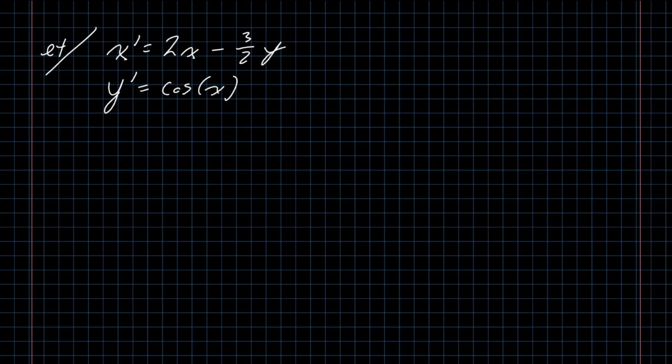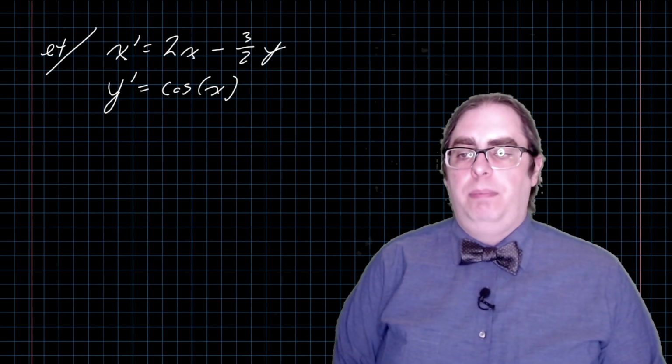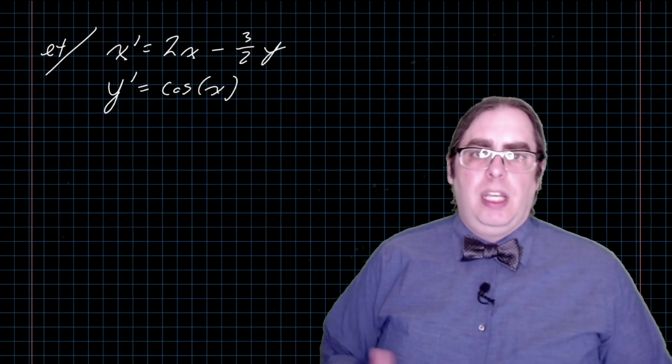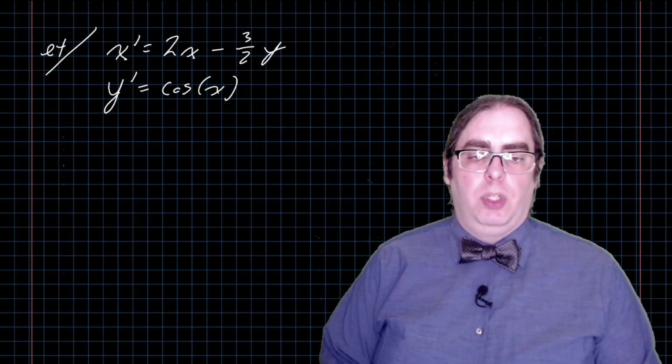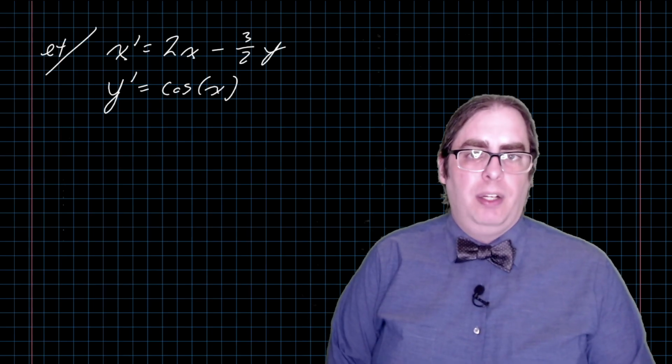X prime equals 2x minus 3 halves y. Y prime equals cosine of x. I want you to use the phase plane graphing software in order to take a look at the phase plane for this dynamical system. Just pick a couple of points at random to get some curves on there so that you can start exploring the initial conditions. Play around a little bit more with the settings if you so desire, but just familiarize yourself with that software for now.